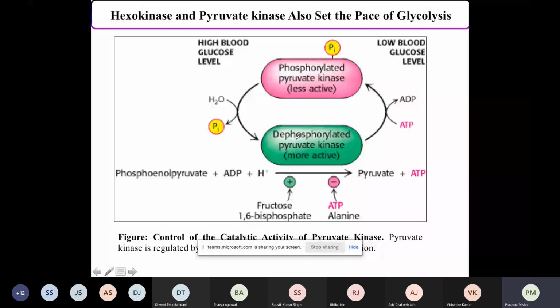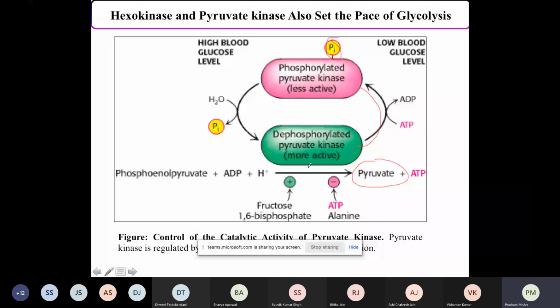Once it becomes more active, the phosphoenolpyruvate and ADP and proton will form pyruvate. So this reaction happens. Now what happens when the glucose level is low? This more active enzyme will become less active by the enzyme kinase, and this kinase will phosphorylate it. This phosphoryl group has been attached, it becomes less active and this reaction slows down.